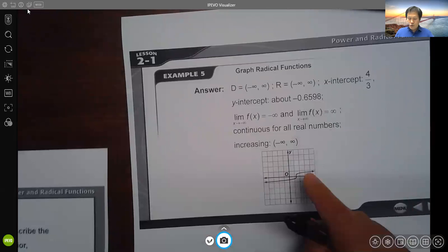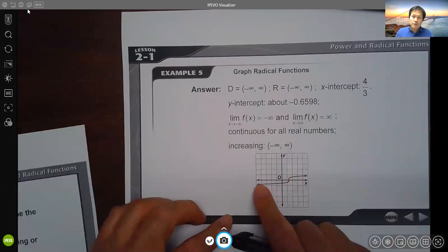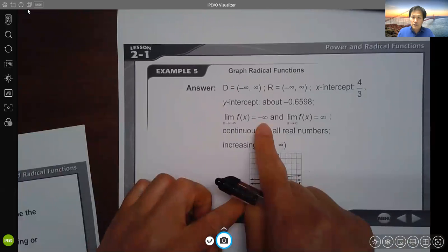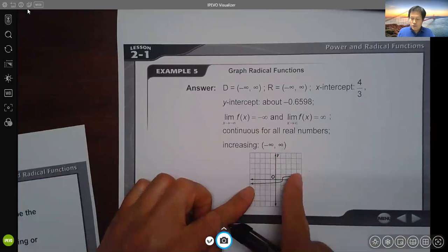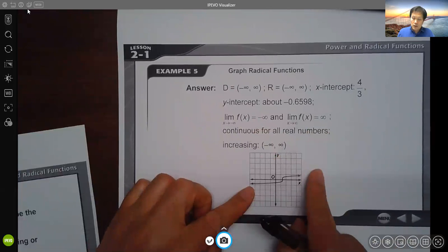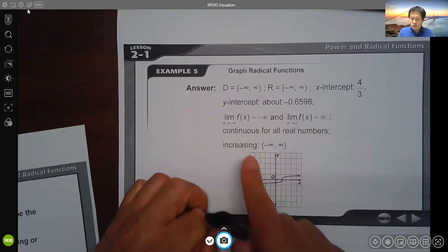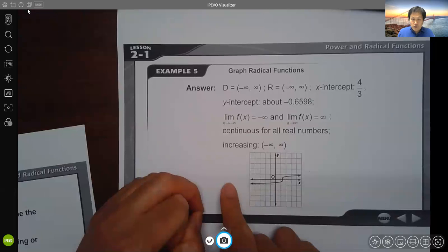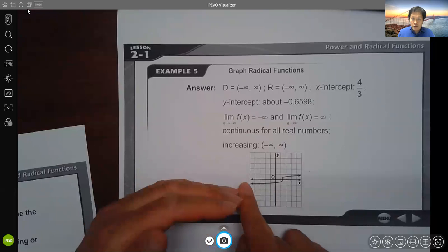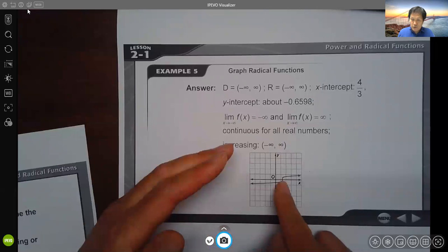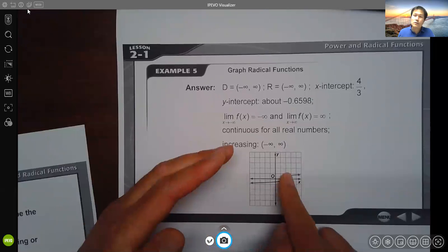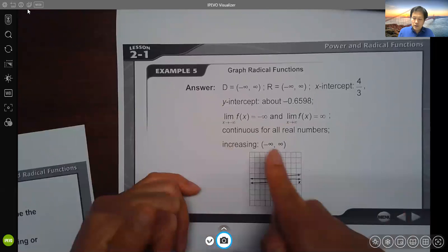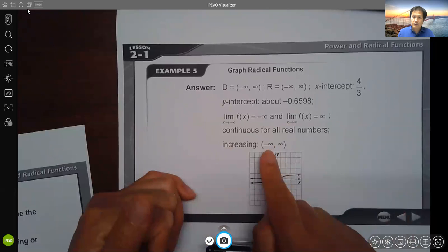Okay, as you go to the left, what happens to the graph? It keeps going down, minus infinity. As you go to the right, it keeps going up, positive infinity. Continuous everywhere. Continuous for all real numbers. All connected. Now, as you move to the right, what happens to the y? Increase, increase, increase. As you move to the right, it increases everywhere. Increasing everywhere. Minus infinity to infinity.